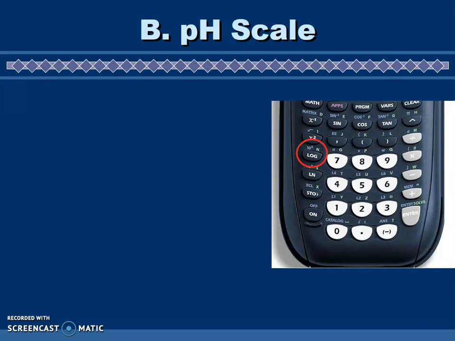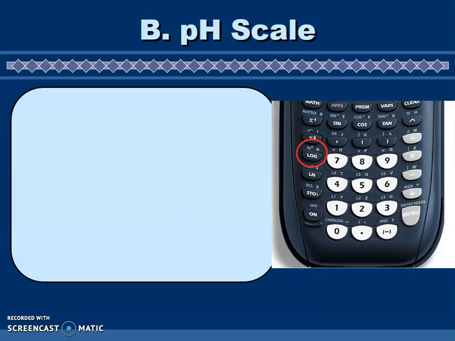If you have another calculator that is not a TI-83 or TI-84, and doesn't look similar to the picture I have on here, just get into contact with me so that I can have a meeting with you, take a look at your calculator and help you figure out how to use yours. I'll be happy to help you figure that out. We'll do some trial and error until we get it right.